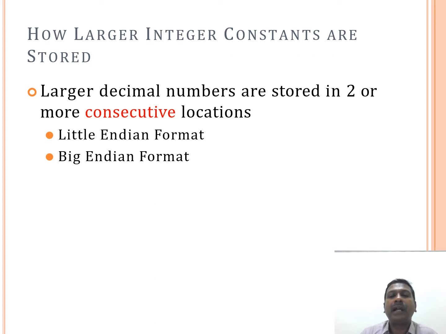Now, when you have a larger number, what will you do? In the previous example, when I have all the 8 ones, I will be able to represent only 255. When you have a larger number, what will you do? When the numbers are going to be large, we try to occupy more positions, more memory locations, for a single number. How? For that, we use two formatting schemes. One is Little Endian format, the other one is Big Endian format.